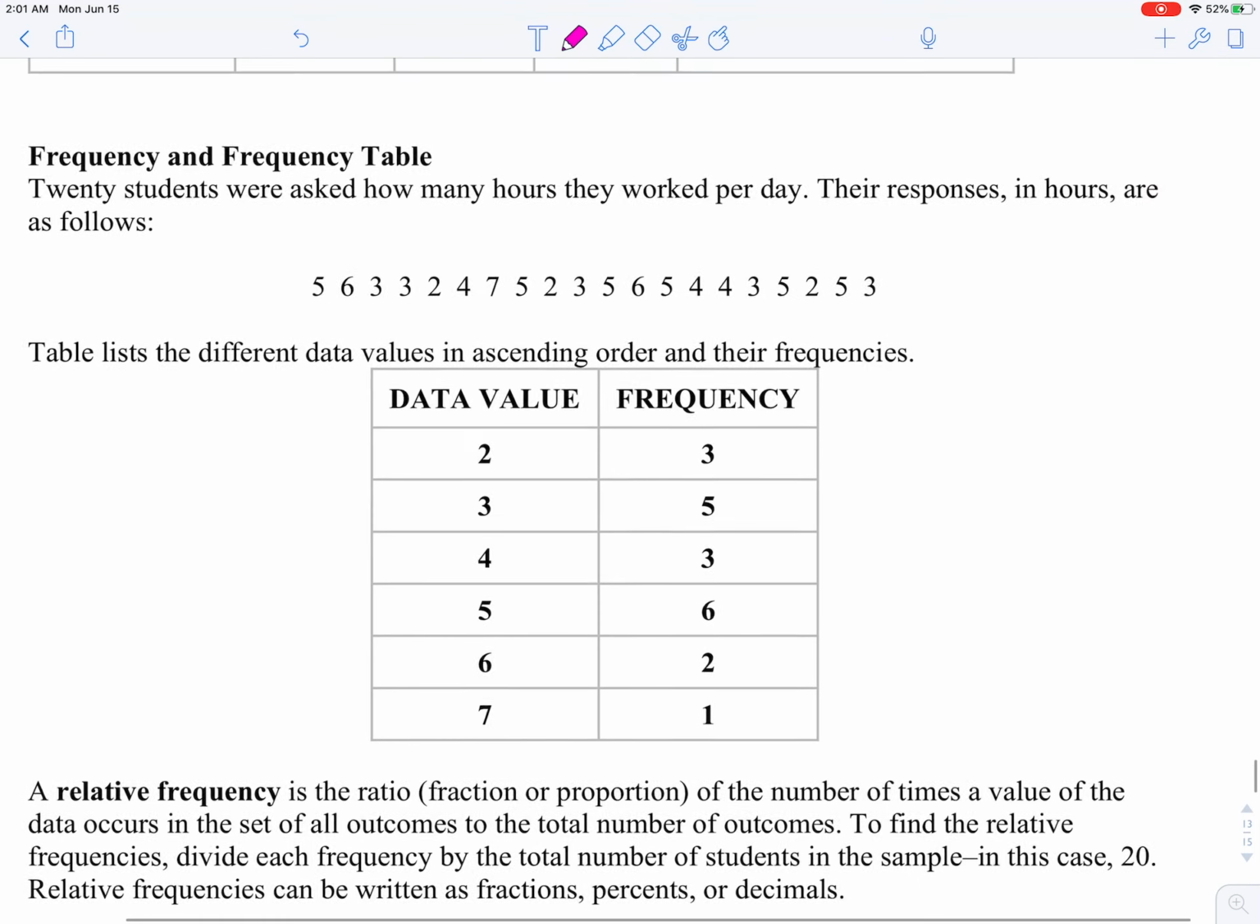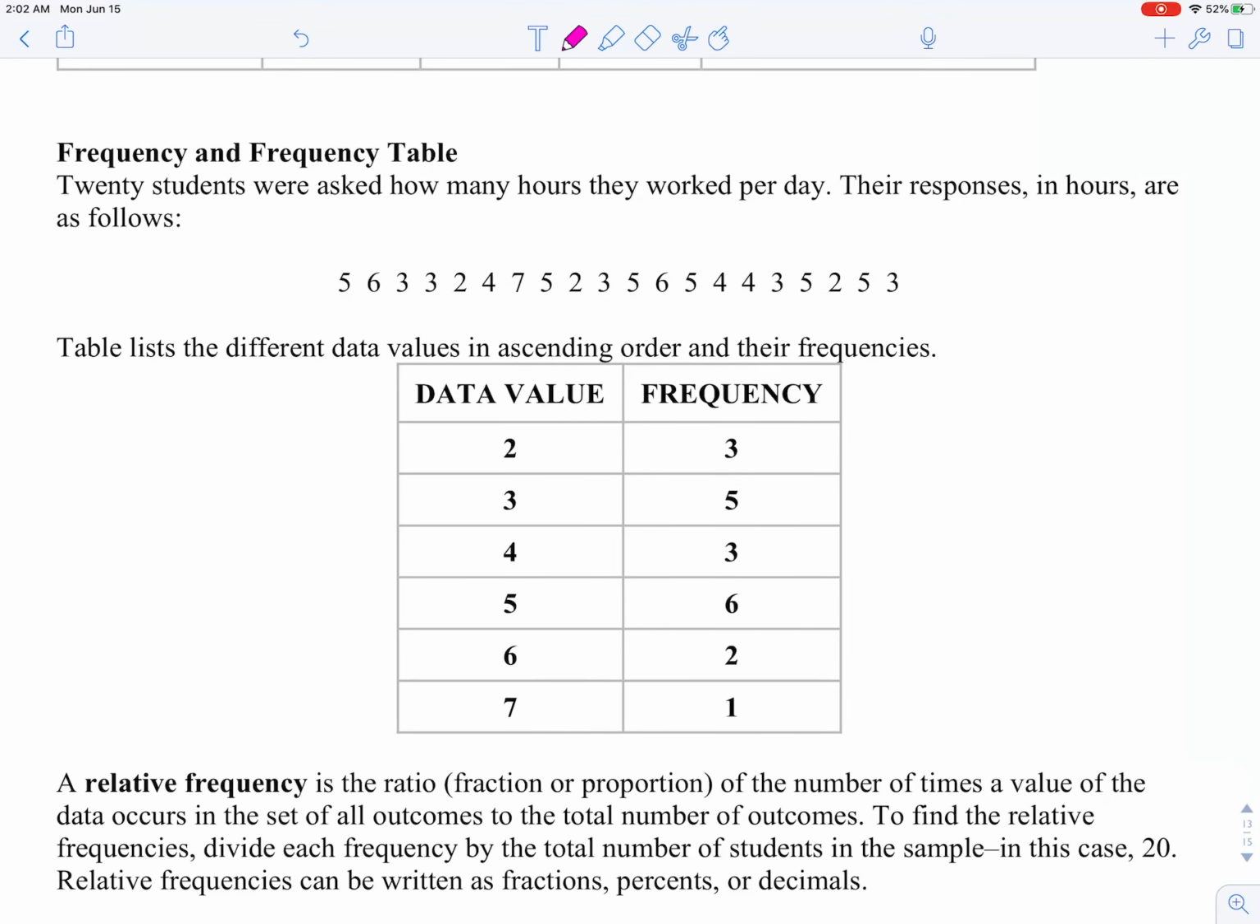All right, moving on here. Frequency and frequency tables. So frequency, how frequent something occurs. So things we can count, right? So here's a quick example.